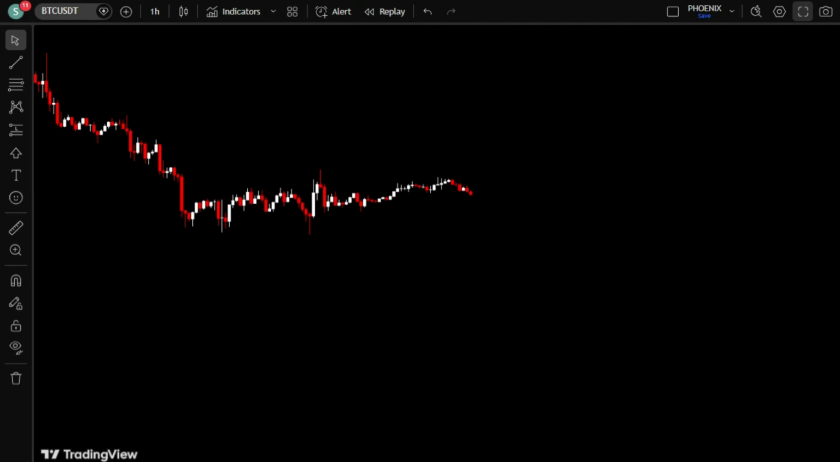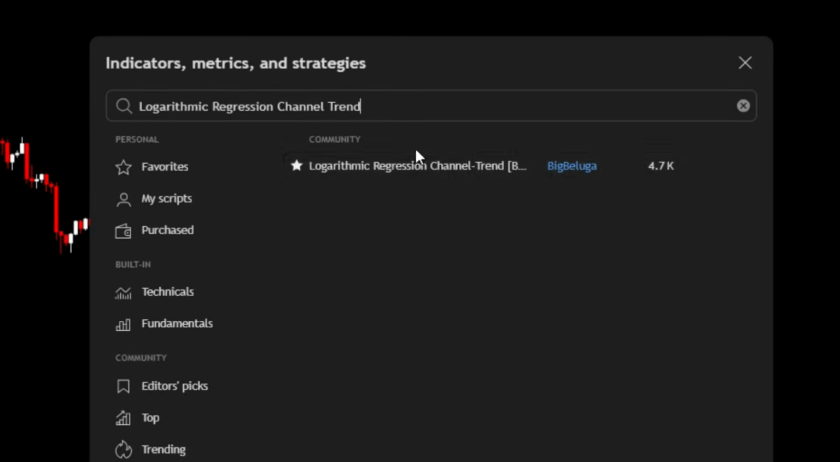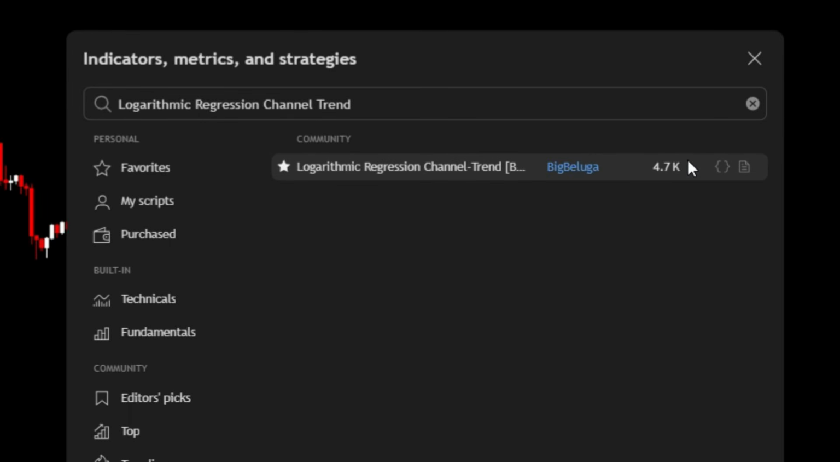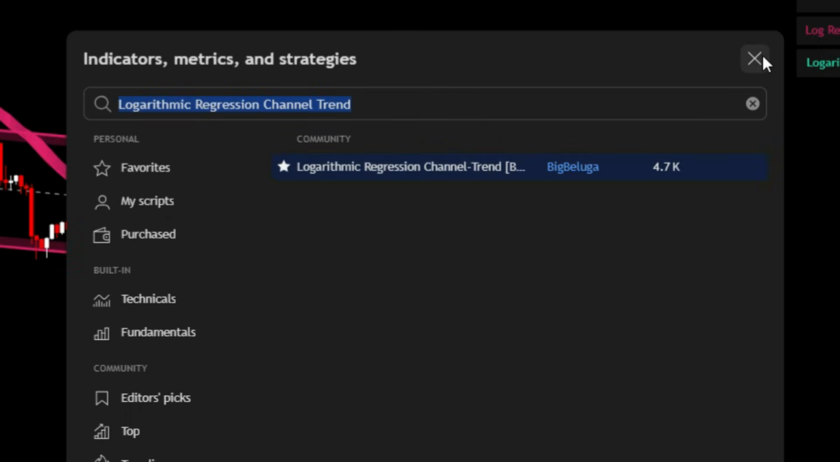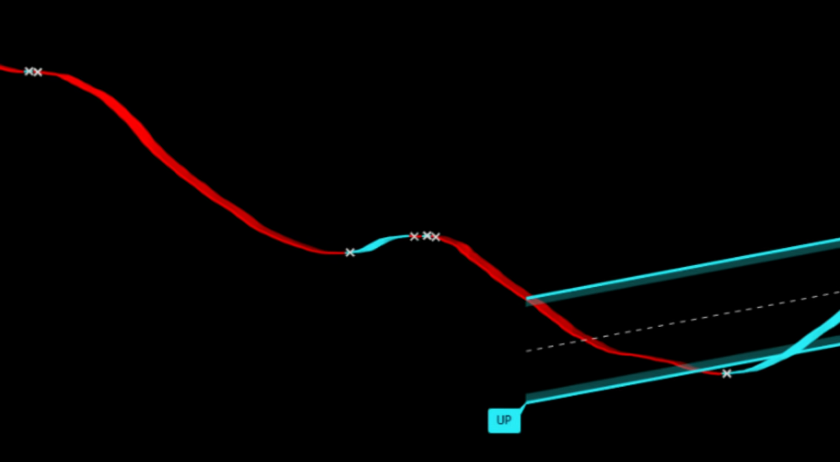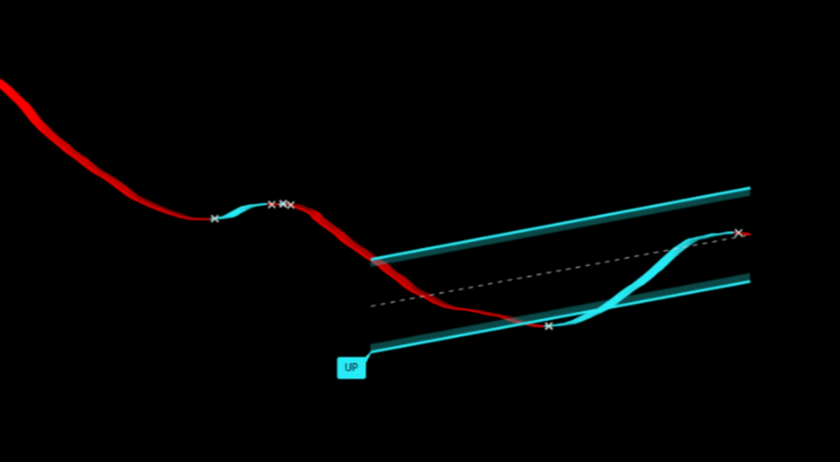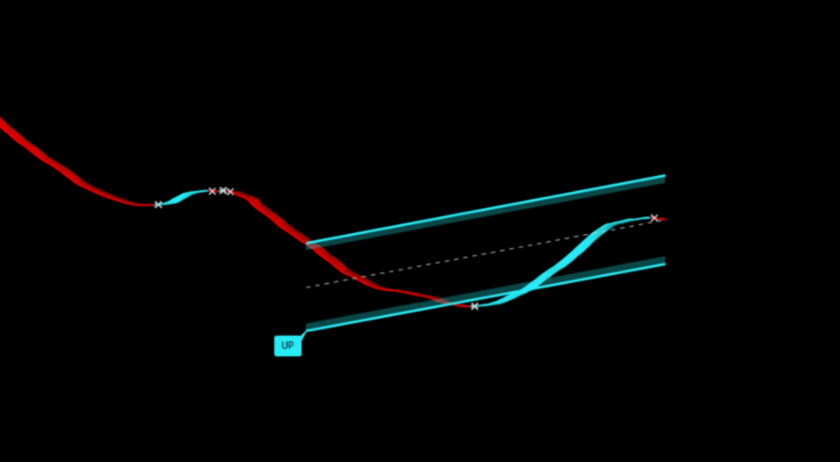For the second indicator, go back to the Indicators tab and search for Logarithmic Regression Channel Trend, created by Big Beluga. This is actually one of my favorite indicators. Once added, you'll notice that it serves multiple purposes. It acts as a dynamic support and resistance system, identifies trend direction through its channel structure, and provides momentum information through color changes. Let's look at an example.